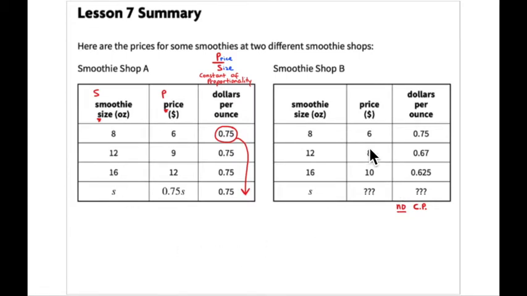On the other hand, when you go to Smoothie Shop B, there is no constant of proportionality. The cost per ounce actually decreases as the size increases. So it's as if in this shop they're giving you a break on the amount they're charging you per ounce if you buy more. If you buy a larger size, you have to pay less per ounce of smoothie. That's why this price is going down.